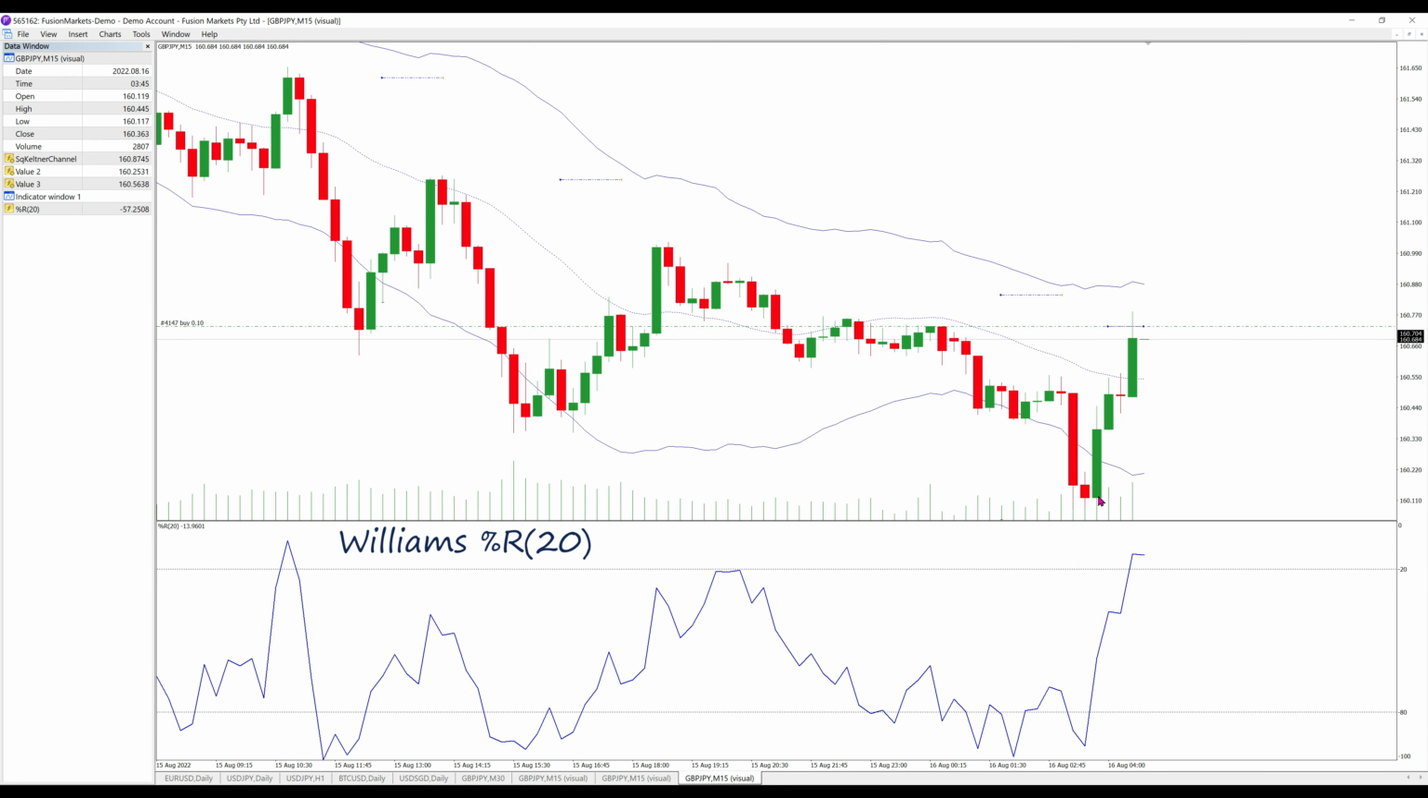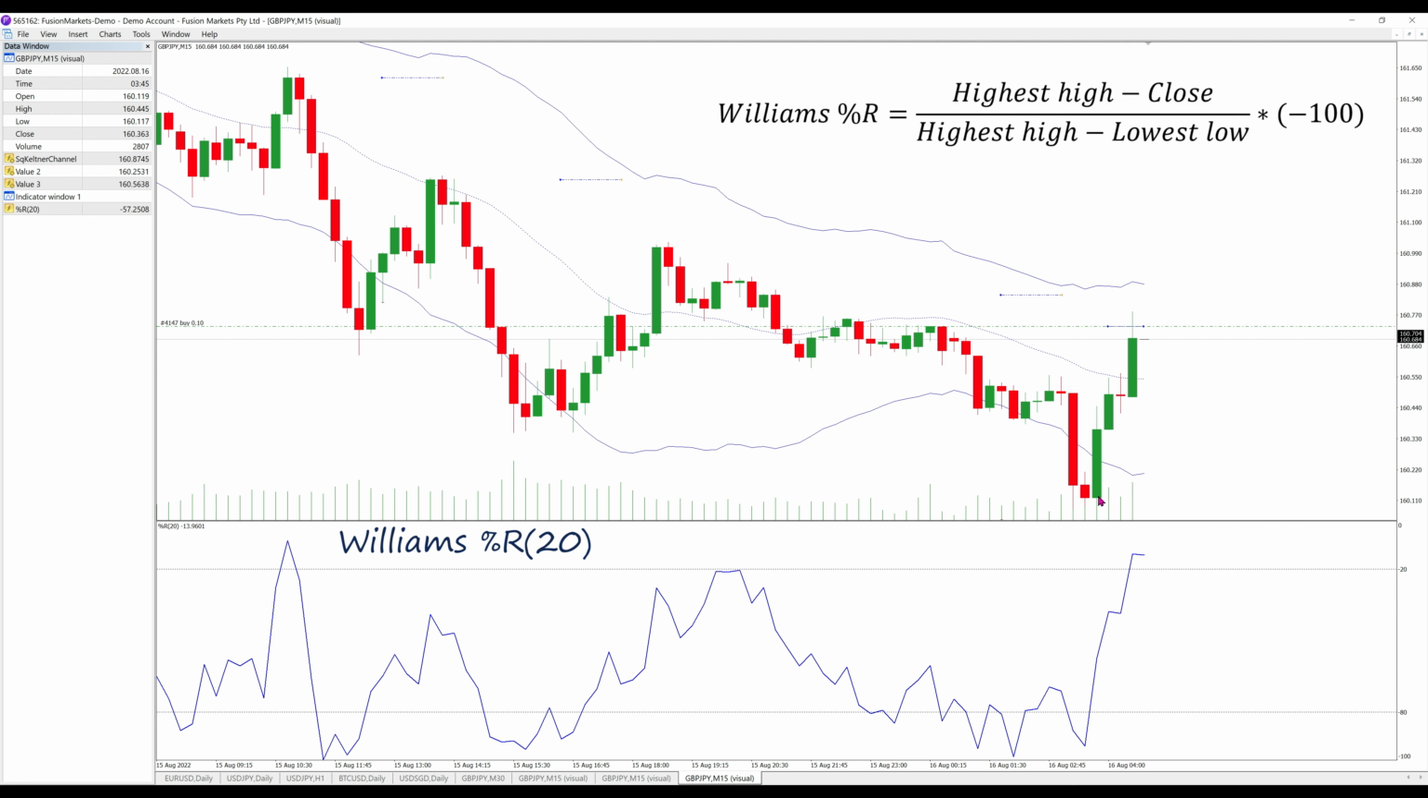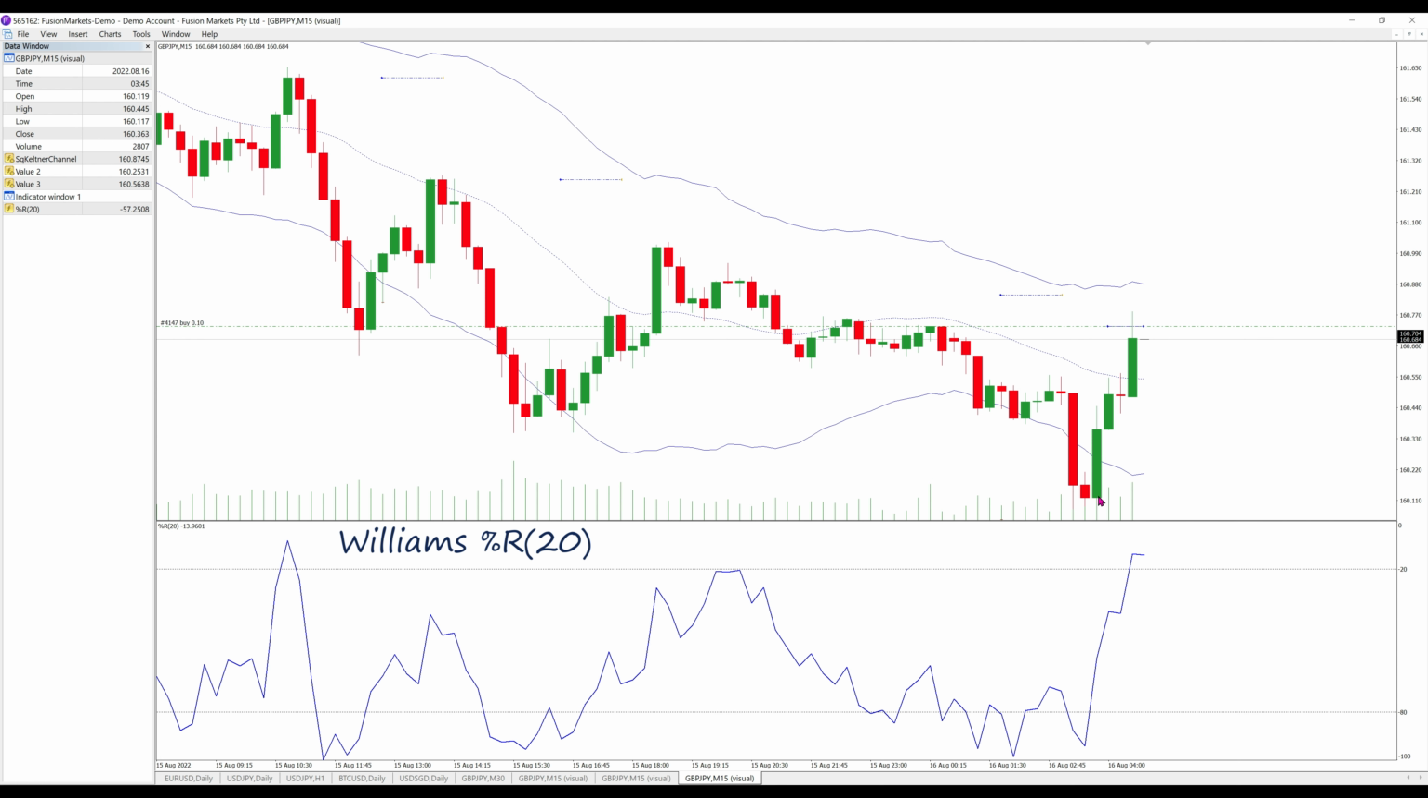The Williams percent range is largely a carbon copy of the stochastic and compares the closing price to the high-low range over the past 20 periods. It oscillates between 0 and -100, where levels above -20 are considered overbought and levels below -80 are considered oversold. The middle band of the Keltner channel is the 25-period SMA of typical prices, while the upper and the lower bands are placed 2.5 times the average high-low range over the same 25 periods, above and below the middle band.